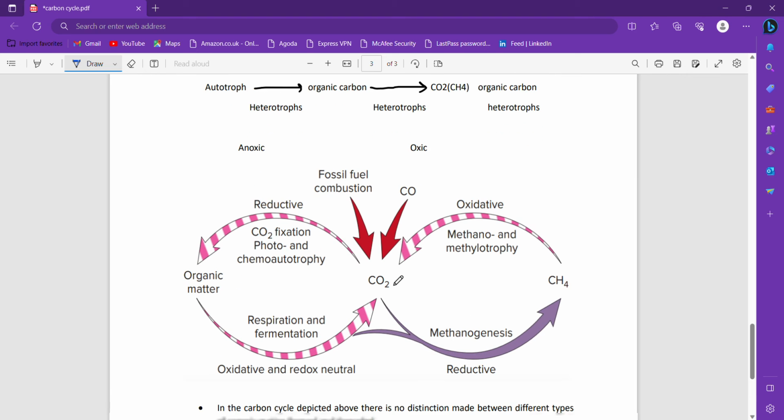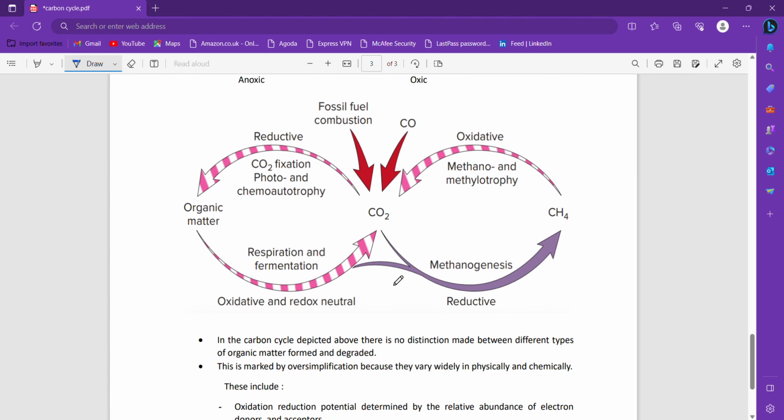See, fossil fuel combustion releases carbon dioxide, and carbon dioxide is reduced to organic matter. By respiration, it also releases carbon dioxide, and carbon dioxide is converted to methane by methanogenesis. It is a reductive process. And methanotrophy and methylotrophy are oxidative, in which methane is converted to carbon dioxide. Again, carbon dioxide fixation and photo- and chemotrophy convert it to organic carbon, and this process is oxidative and redox neutral, and this whole process is the reductive part.